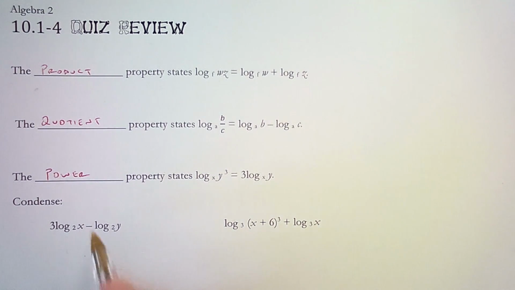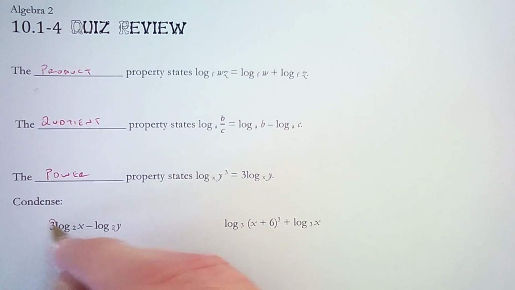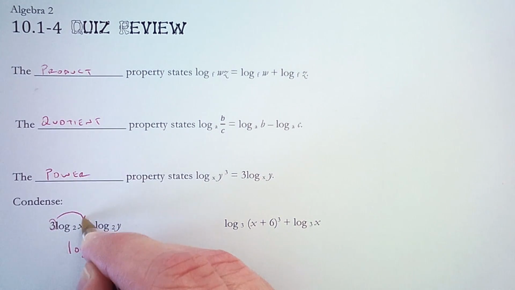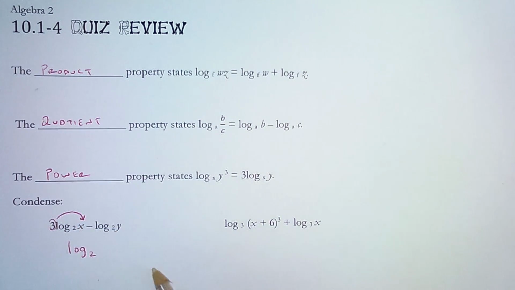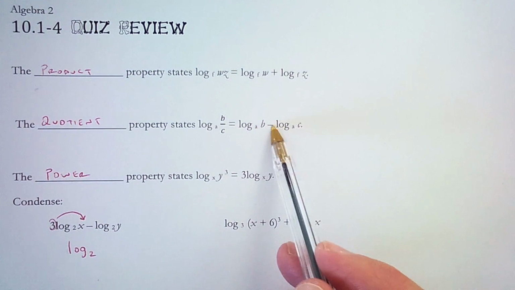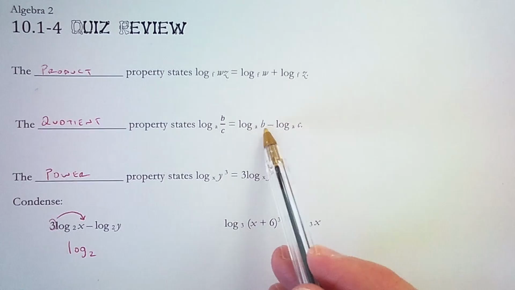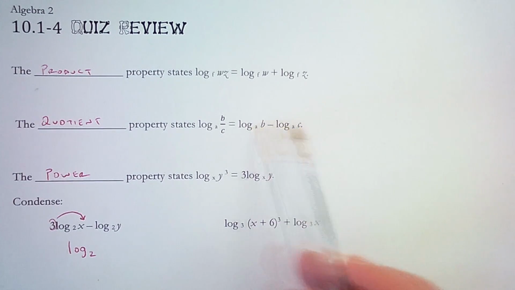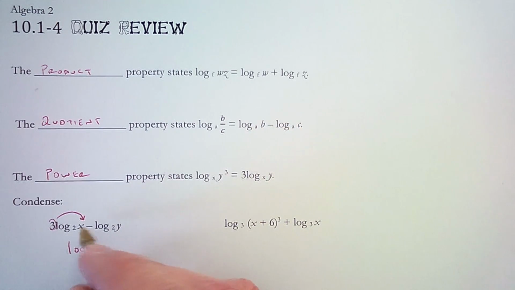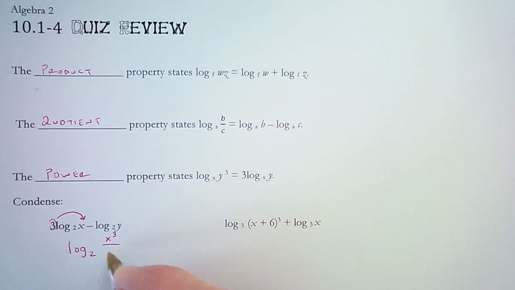So condensing means we're going to condense these two logarithms into a single logarithm. So it's going to be log base 2. And we're going to take this 3 and move it back here to a power or an exponent on that x. So it's going to be x squared. And then it's minus, so we're going to use the quotient property that says if it's minus, that's the same as dividing these two arguments. So we're going to have x cubed over y.